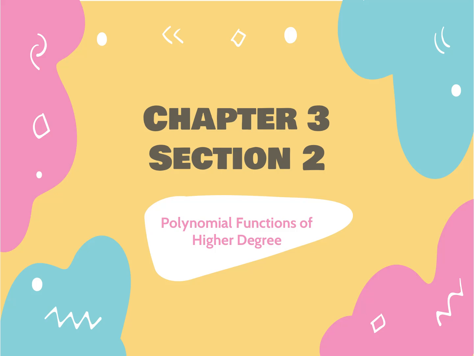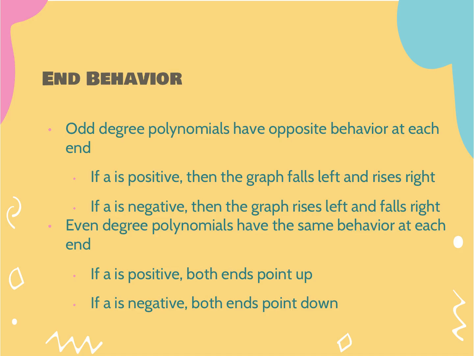Okay, we're going to continue polynomials. We're going to graph them and talk about some other properties of polynomial functions. All right, so the first thing that we'll discuss is the concept of an end behavior. Now, an end behavior just refers to what happens to the polynomial as you go to the left and as you go to the right.